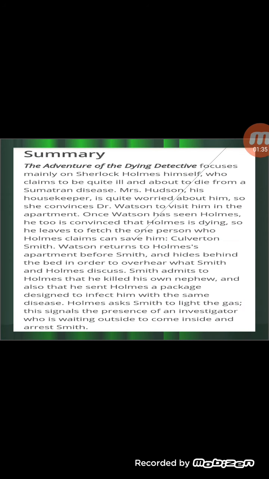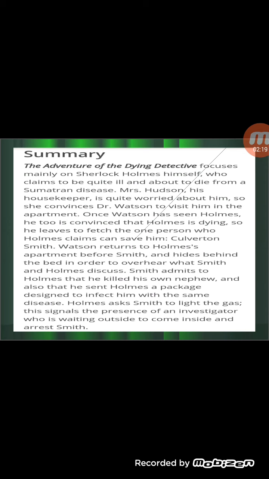The summary of the lesson: The Adventure of the Dying Detective is very interesting. This story focuses mainly on Sherlock Holmes himself, who claims to be quite ill and about to die from a Sumatran disease. Mrs. Hudson, his housekeeper, is quite worried about him, so she convinces Dr. Watson to visit him in the apartment. Once Watson has seen Holmes, he too is convinced that Holmes is dying, so he leaves to fetch the one person who Holmes claims can save him.